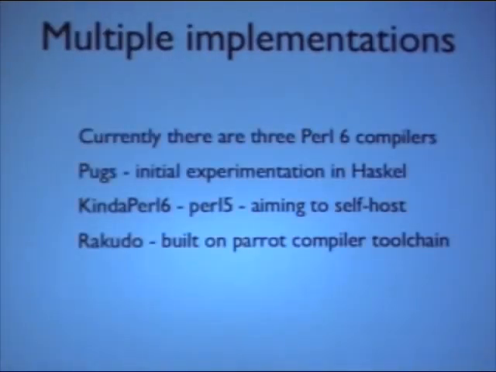Another point, one of the things about Perl 6 is that Perl 6 is itself a specification, and there are multiple implementations. And the rule is you can call yourself Perl 6 if you pass the test suite. I'll talk about the test suite shortly. Pugs was the initial implementation, written in Haskell, a functional programming language. Kind of Perl 6 is written in Perl 5, aiming to self-host eventually, and Rakudo is the new one built on the Parrot compiler toolchain. I'll talk about that shortly.